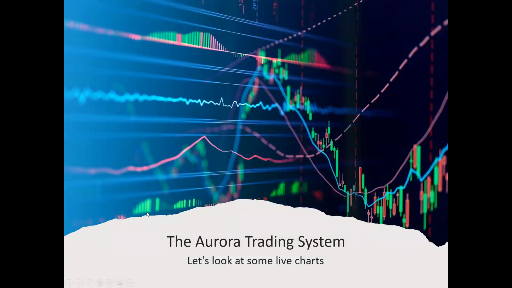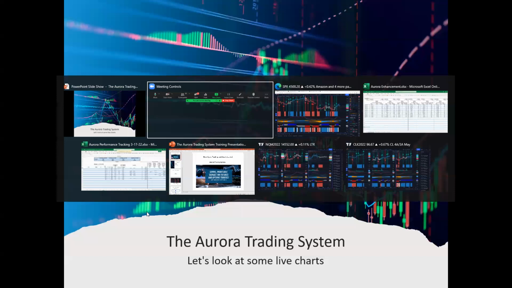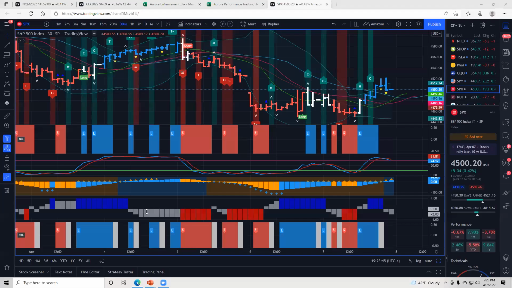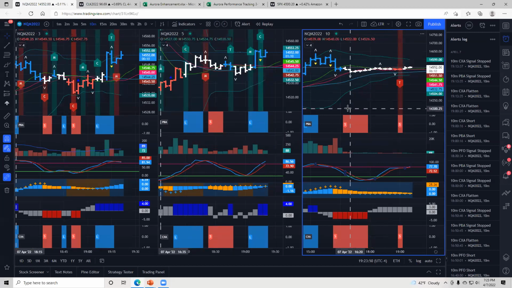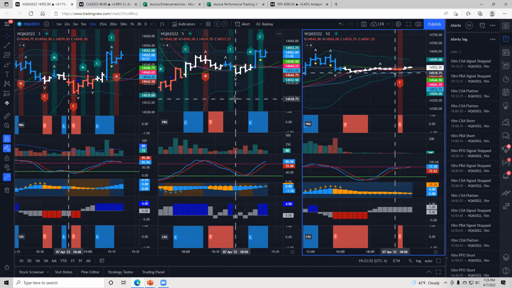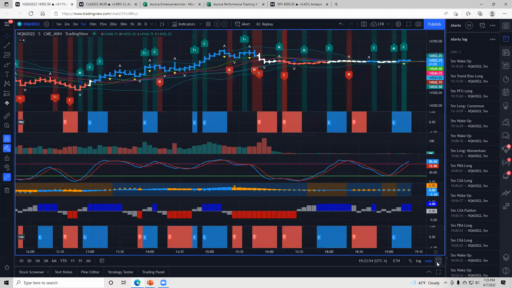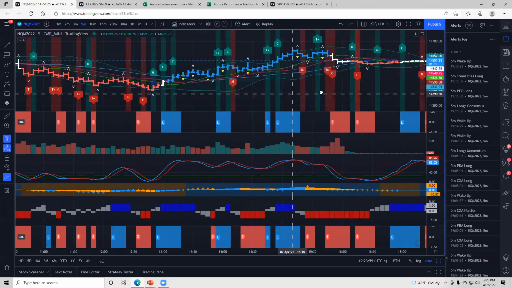All right, so let's take a look at some charts and give you a real good idea of what these signals look like. So this is NQ. I've got a 3-minute, 5-minute, 10-minute. You're used to seeing those. I'm going to open up the 5-minute here, and I'm just going to randomly identify for you some entries.